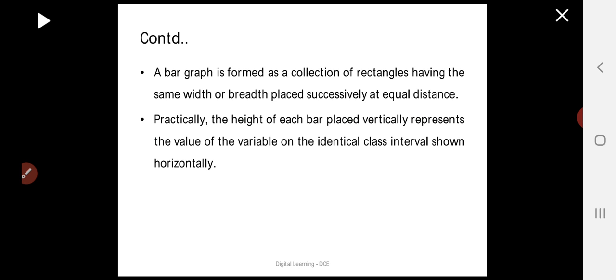A bar diagram is formed as a collection of rectangles having the same width or breadth placed successively at equal distance. Practically, the height of each bar placed vertically represents the value of the variable on the identical class interval shown horizontally.